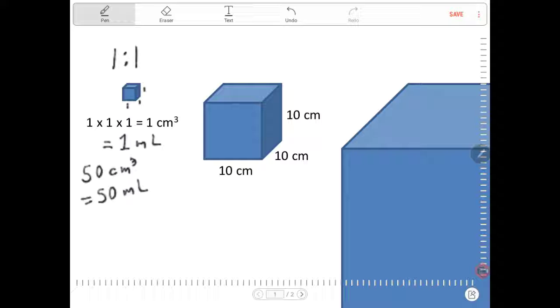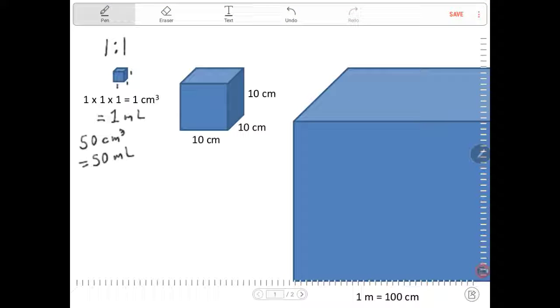Now, not all the conversions are 1-to-1, but they're relatively manageable. Let's go to a bigger size box or cube, 10 by 10 by 10. So the volume of this one, well, 10 by 10 by 10 is 1,000 cubic centimetres.